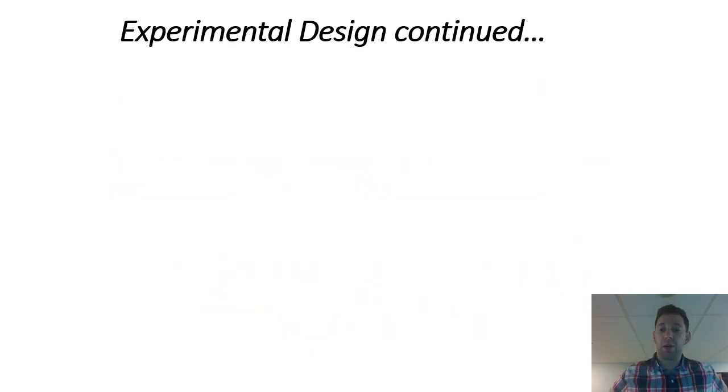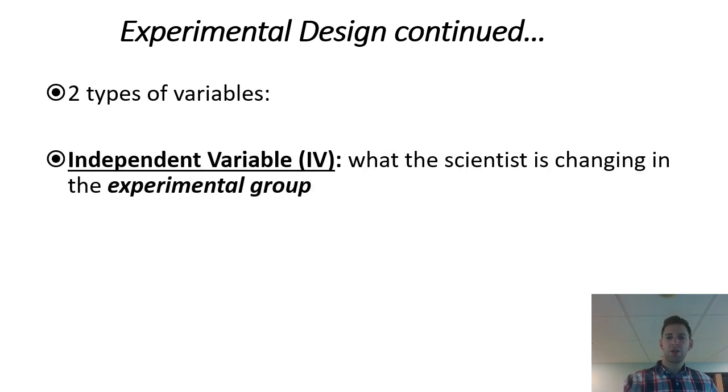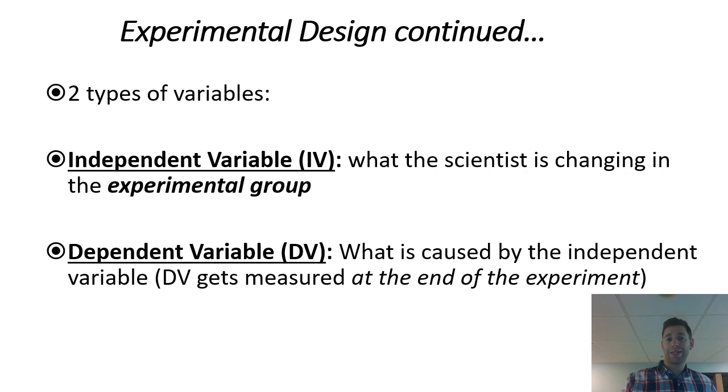Now, within that hypothetical experiment we just ran, there's two types of variables, and it's important that we understand the differences between these variables and how they're used. So the independent variable is what the scientist changes within the experimental group, whereas the dependent variable is some sort of change that is caused by the independent variable. An easy way to remember this is the independent variable is what the scientist manipulates, and the dependent variable is what the scientist measures at the end of the experiment.